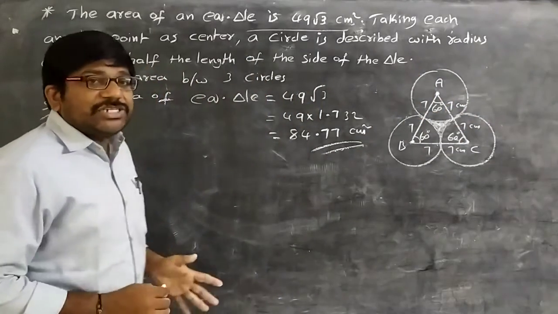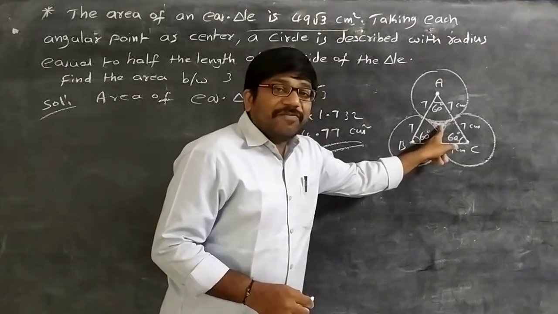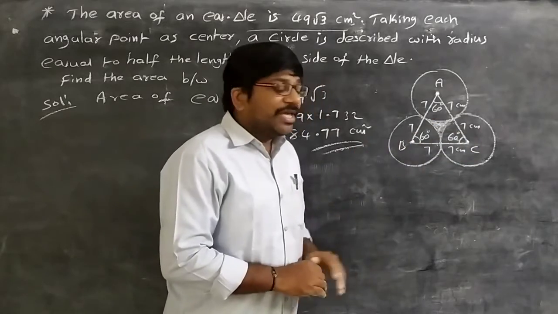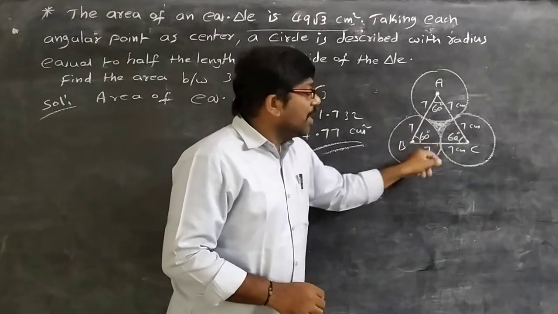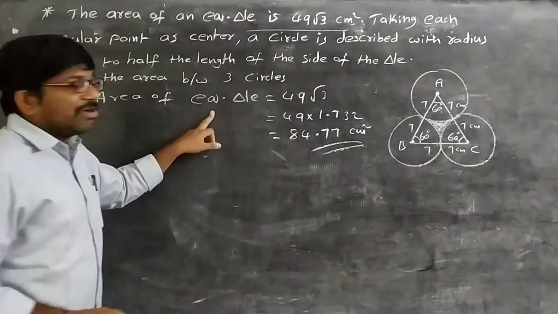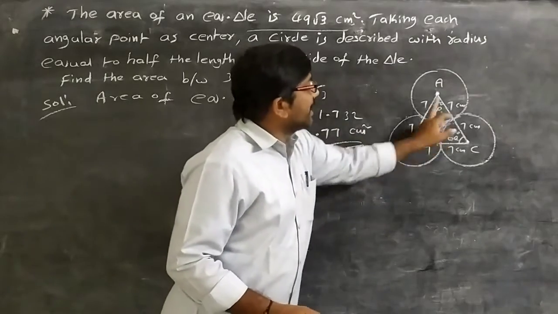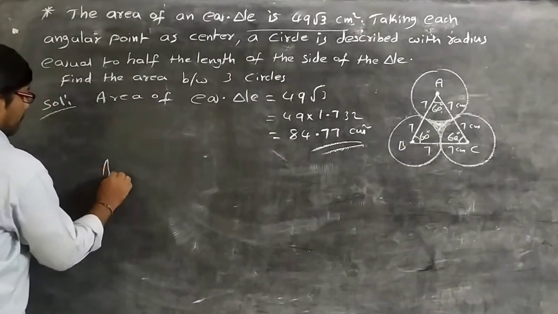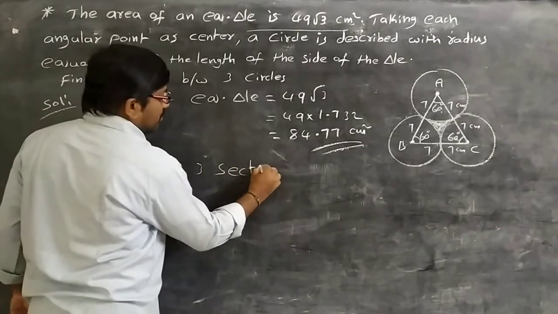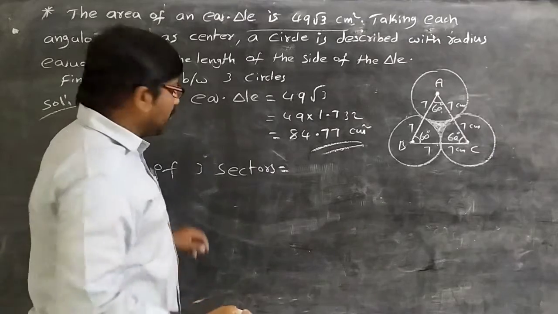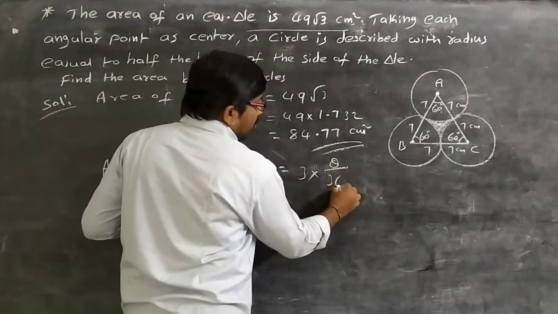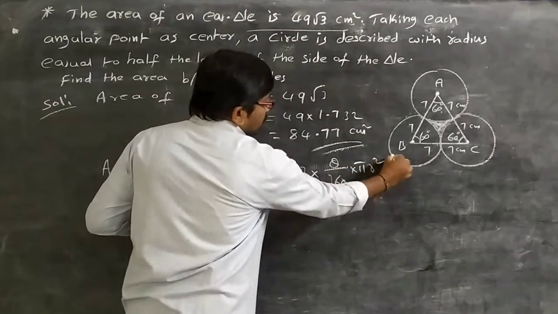So the area of the region in between three circles means area of equilateral triangle minus area of three sectors, right? We know the area of equilateral triangle. Then find the area of three sectors. What is the area of sector formula? Here three sectors are there. 3 into theta by 360 into pi r square, right?